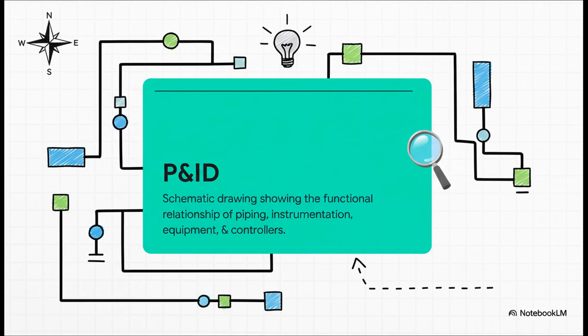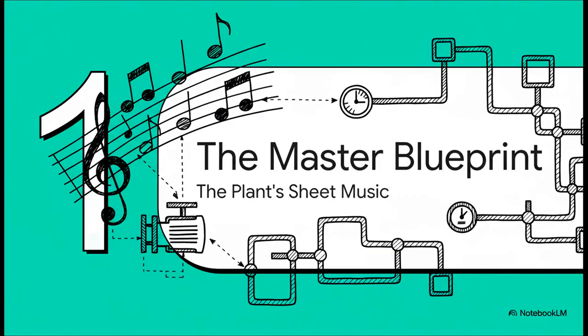Now, it's not a scale drawing, it's a schematic, but it is packed with an unbelievable amount of detail. It shows the functional relationship between every single pipe, sensor, pump, and controller. It is the absolute roadmap for the entire process. I love this analogy. Think of a P&ID as the sheet music for an industrial plant. Seriously, each symbol is like a musical note, each line a measure, and when you put it all together, you get this incredible symphony of automation. So, in this explainer, we're going to learn how to read this amazing music.